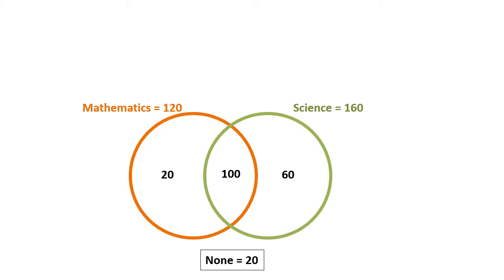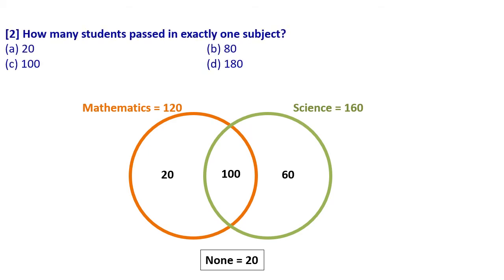Question number 2, how many students passed in exactly one subject? Well, 20 students passed in mathematics only and 60 students passed in science only. So the count of the students passed in exactly one subject is 20 plus 60, that is equal to 80. Option B.